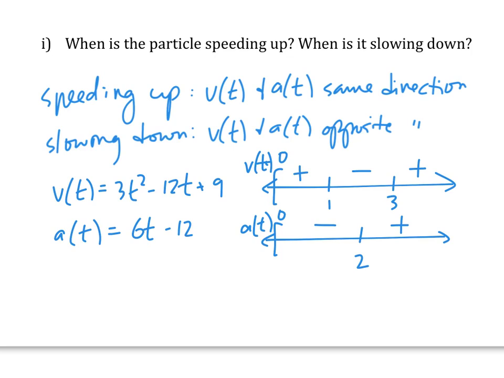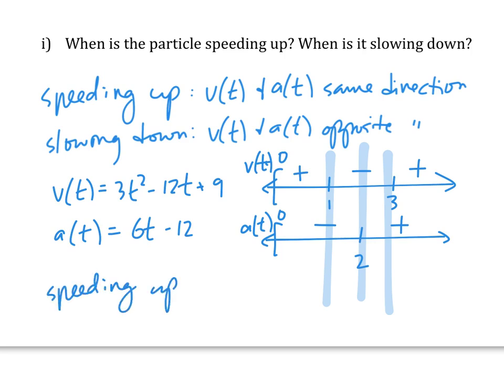You guys are with me, right? Okay, then we're trying to see where they overlap. So what I would do is draw your lines. Basically, you have a few breaks: 0 to 1, 1 to 2, 2 to 3, 3 to infinity. You're looking for the ones that have the same signs for speeding up. The ones that have different signs are slowing down. So let's categorize them: speeding up, and then slowing down.